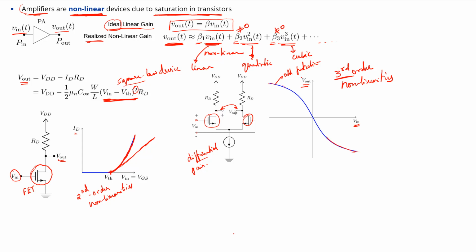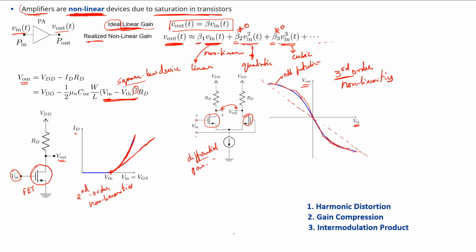If the amplifier were an ideal linear device, then the input-output relationship would be a perfect straight line, whereas in this case there is a third order non-linearity exhibited by the differential pair. Now these non-linearities lead to several consequences when amplifiers are used, and the three main consequences that we are going to look at are called harmonic distortion, gain compression, and intermodulation product. We will see what each one of them is in greater detail.